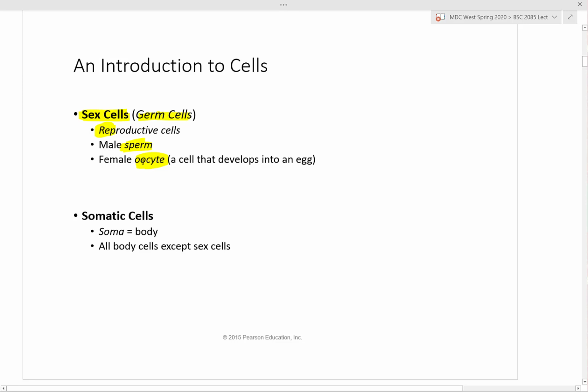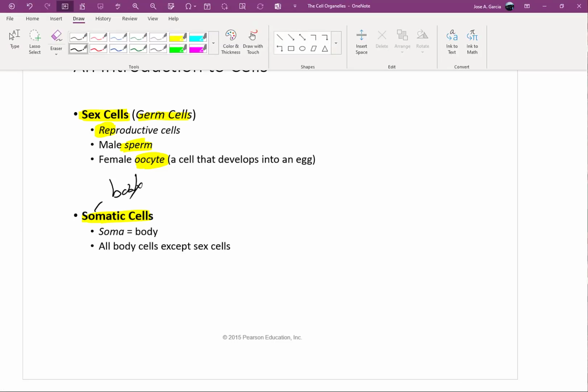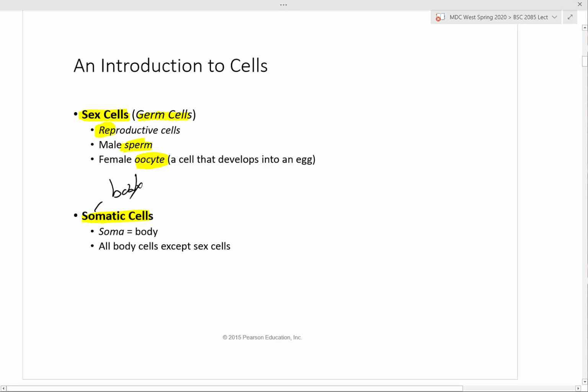Now, the next type of cells, and you can see that the sex cells are the fewest of them all. Now you have somatic cells. So somatic cells, soma means what? Soma means body. If soma means body, then somatic cells means what? The rest of the body cells.